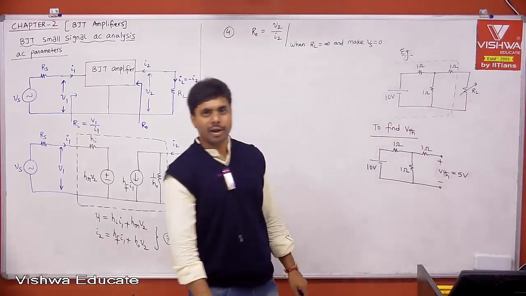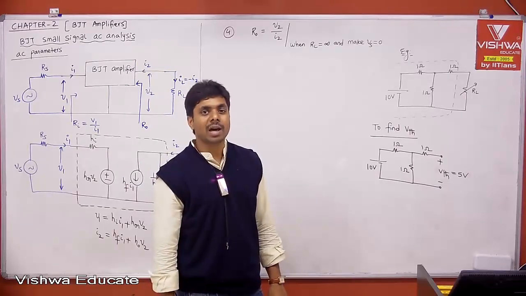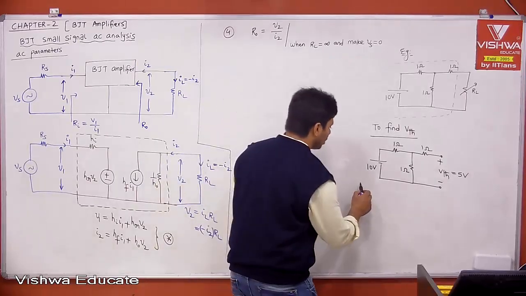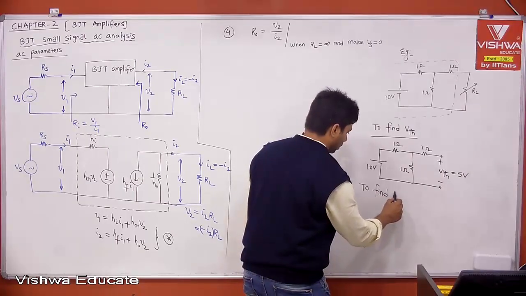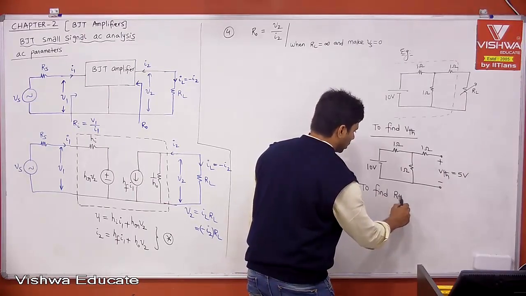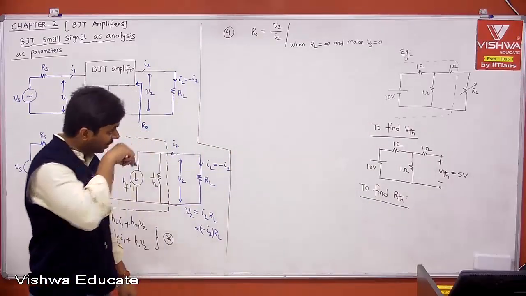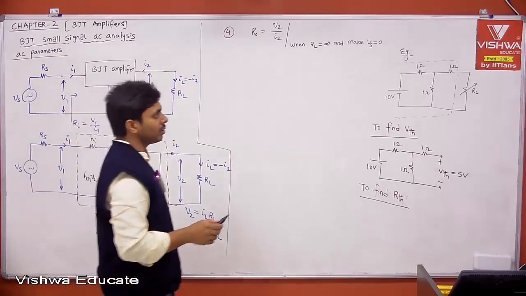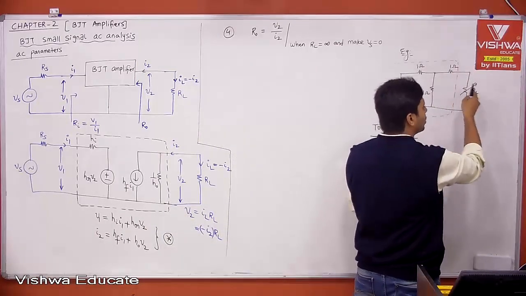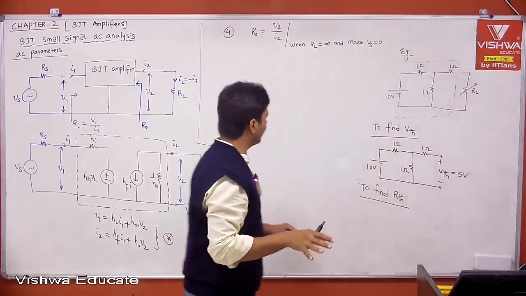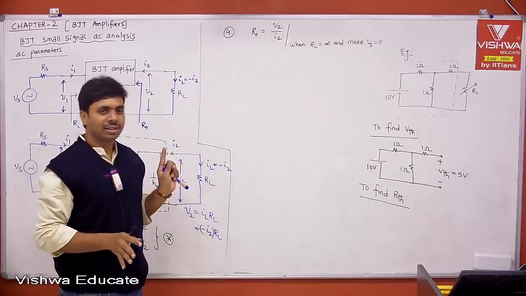Everybody understood? Fine. But my ultimate aim is not to find VThevenin. My ultimate aim is to find RThevenin. That is important. Therefore, to find RThevenin, tell me, how will you find RThevenin? What do you do? The effective impedance seen from the output port. We need to exclude the load. Exactly. This is also RThevenin. Simple.